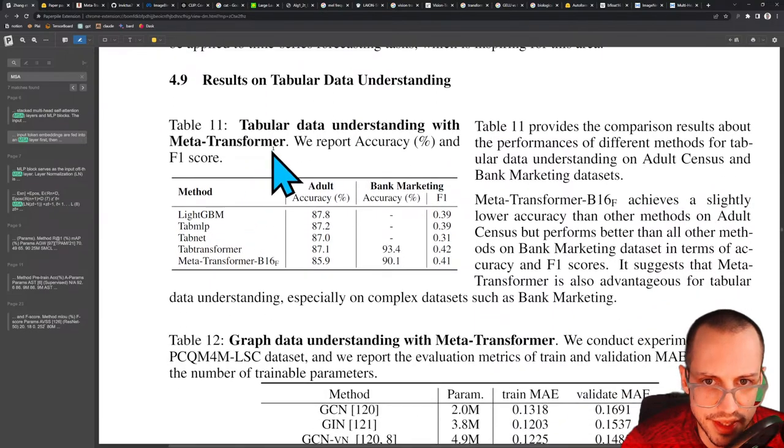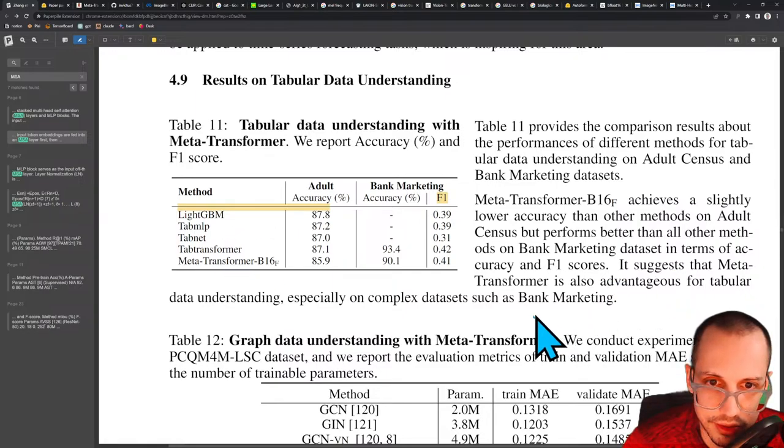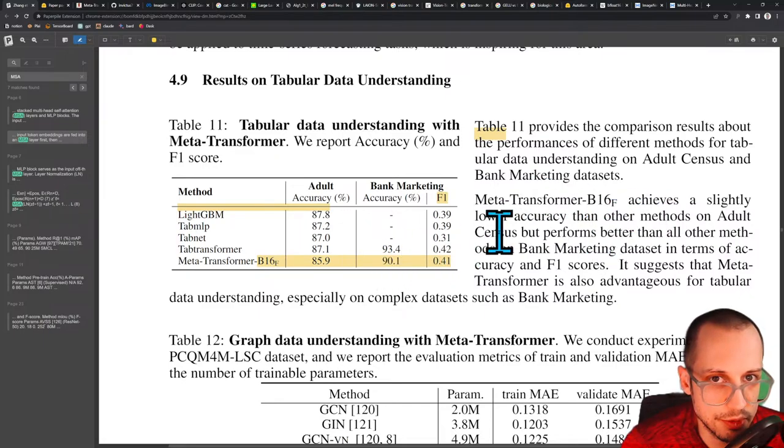And then tabular data understanding. These are ancient GBMs. TabTransformer. Kind of seems like this benchmark is too easy. Everybody's getting the same score. Achieves a slightly lower accuracy on Adult Census, but performs better than all other methods on Bank Marketing dataset. The world's most exciting dataset.